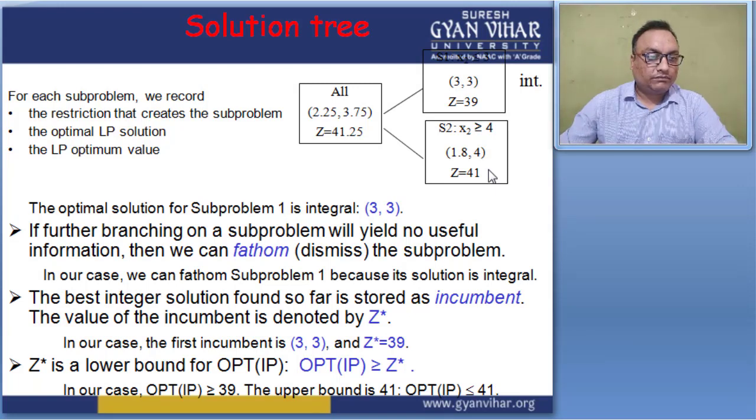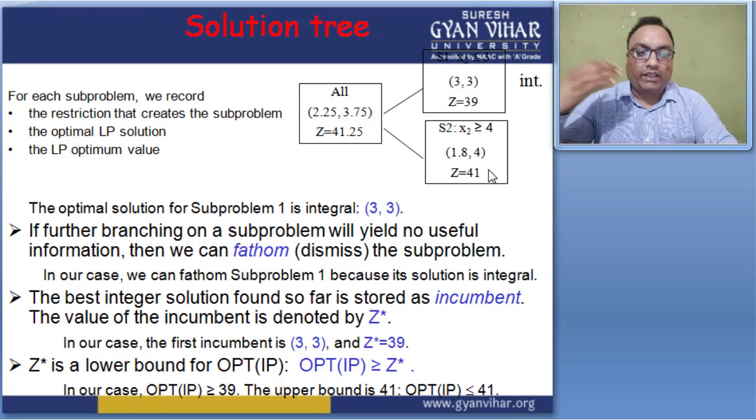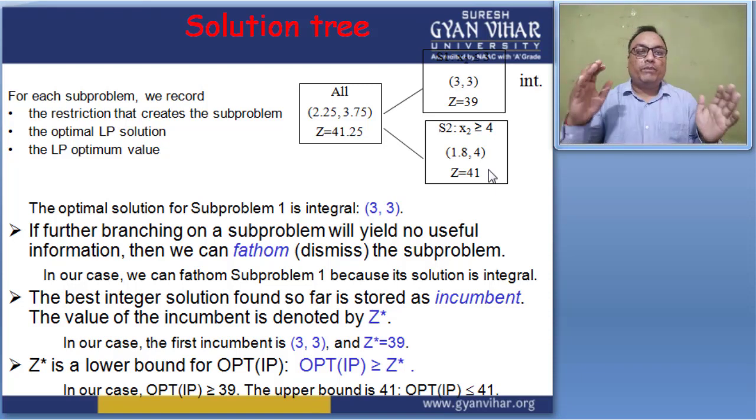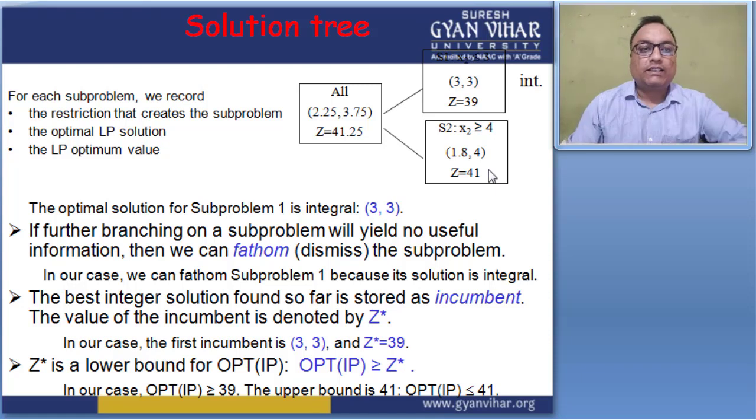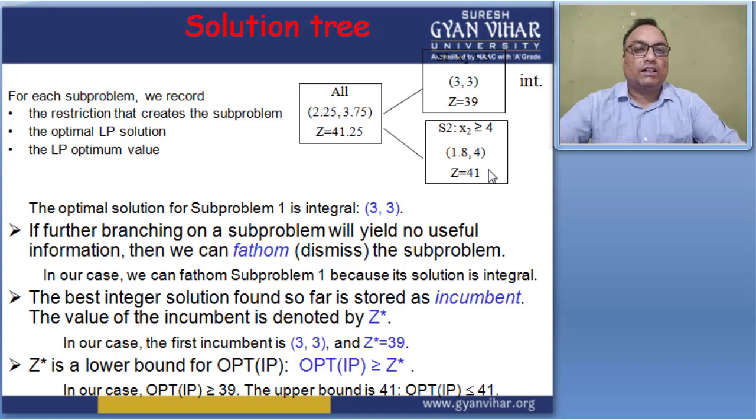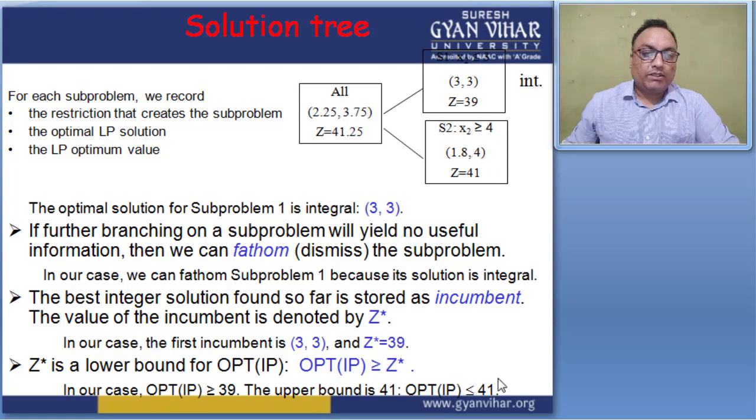Right? And z star equals 39 here. In our case, the optimal value for the integer programming is at least 39, and the upper bound for this case is 41. So the problem is bounded in one interval, 39 to 41, which gives the boundary for this problem.